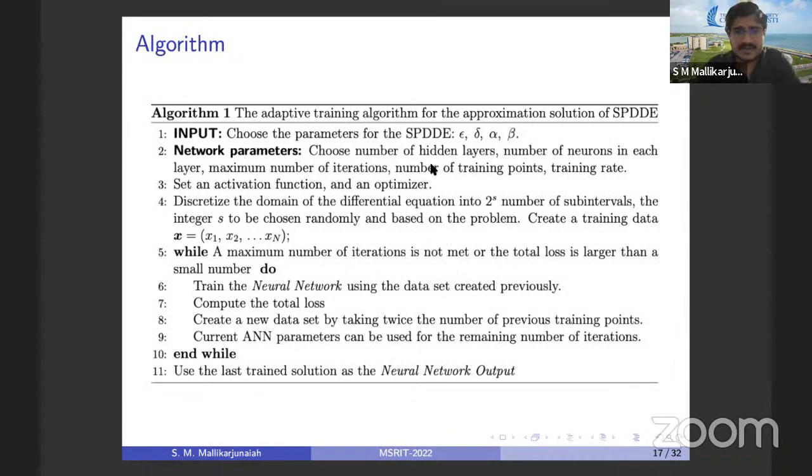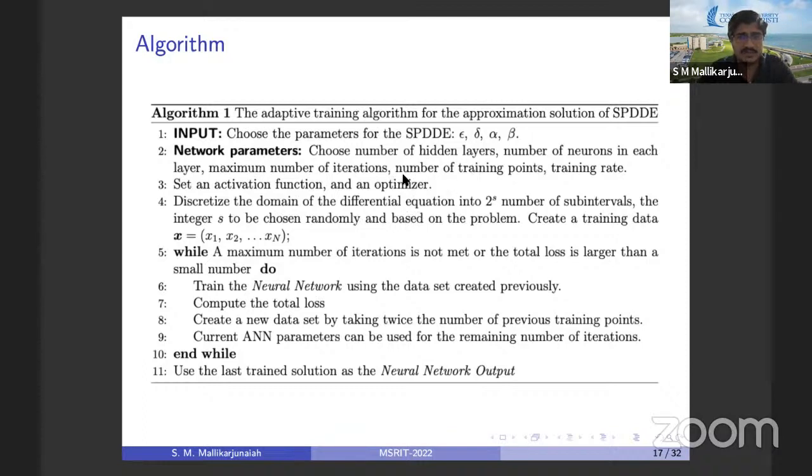Okay, and then the number of training points. This I'm going to show you. We do it in an adaptive way. And the training rate means whenever you take your first instance, you see how far you are from your right side, and then you can fix the rate based on that. And also you set an activation function. The activation function is already fixed, which is the sigmoid function. I showed that a few slides back.